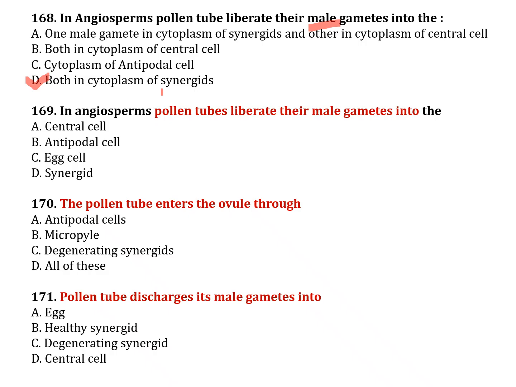The next question, number 169. In angiosperms, pollen tubes liberate their male gametes into the option A, central cell, option B, antipodal cell, option C, egg cell, option D, synergid. Correct answer is option D, synergid. The next question, number 170. The pollen tube enters the ovule through option A, antipodal cell, option B, micropyle, option C, degenerating synergid, option D, all of these. Correct answer is option B, micropyle.